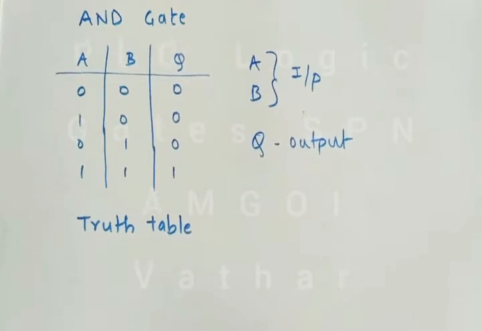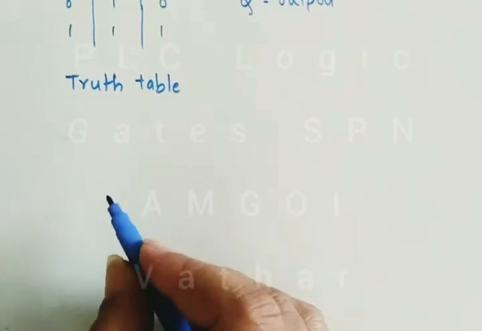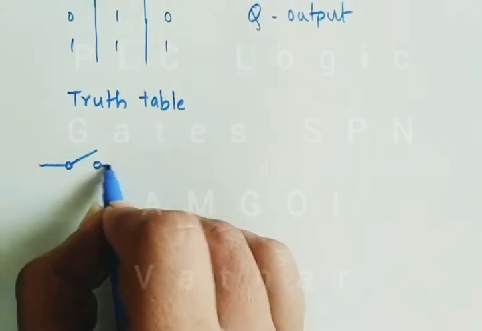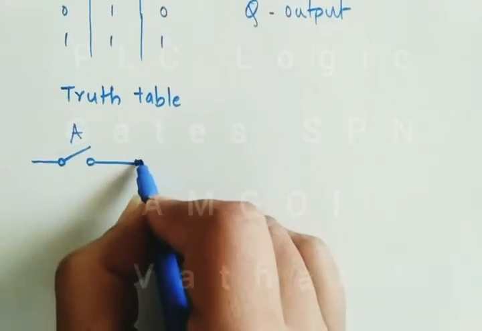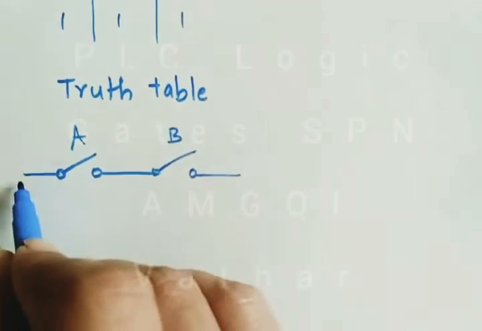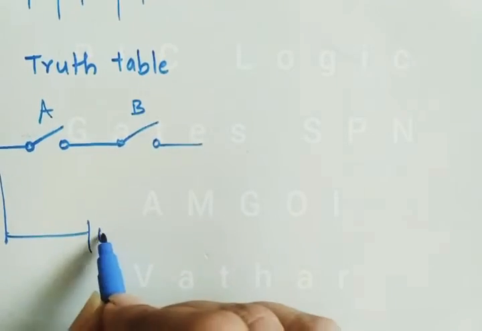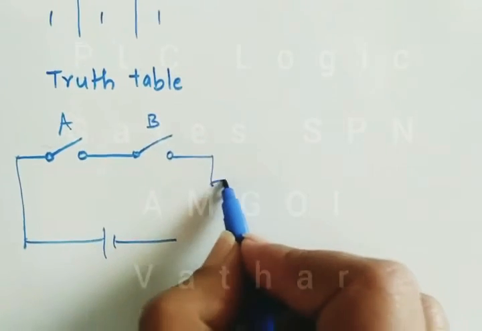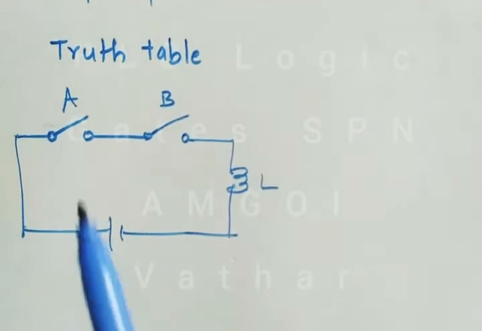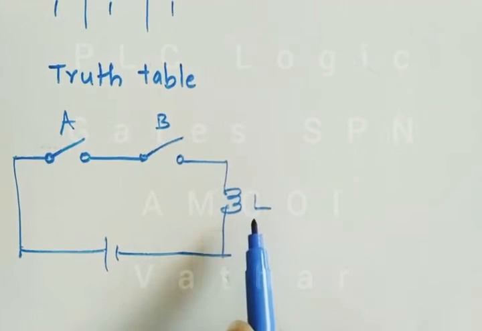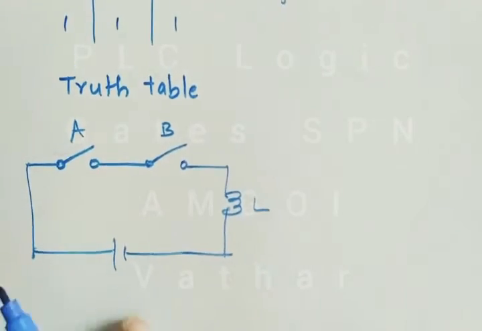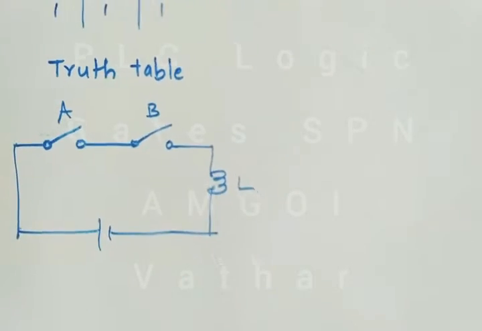Now let us realize the AND gate by using simple electrical circuit. Here switch A and switch B are connected in series and the output lamp is connected. The lamp will glow or turn on only when both switch A and switch B are closed. This is the electrical equivalent circuit of the AND gate.